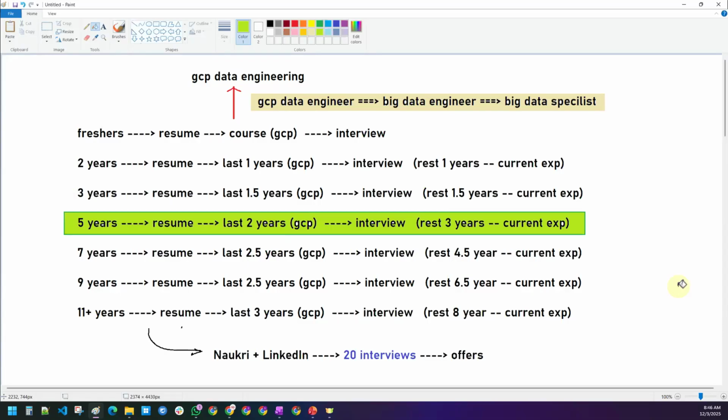Any experience you have, you prepare your resume accordingly with the current GCP experience here. Yes, I'm telling you, plenty of opportunities are there for GCP data engineers. As soon as possible, try to get into GCP data engineering.